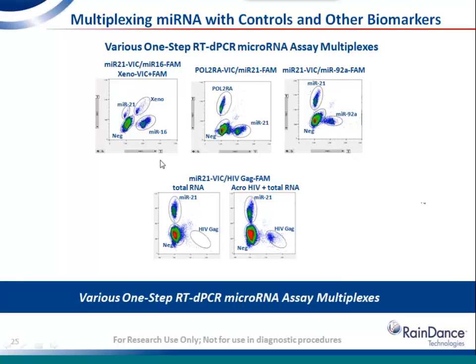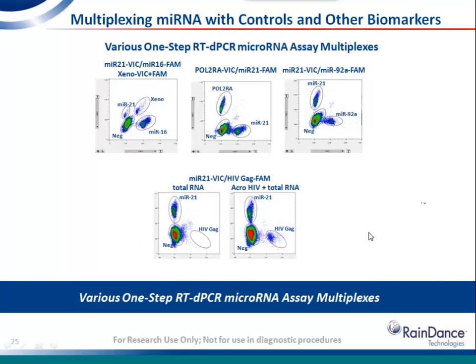Several multiplexing assays were put together. On the upper left, 2 different microRNAs, miR21 using a Vic probe, miR16 using a FAM probe, and the Xeno spike-in control using a mixture of Vic and FAM probes. Pol 2RA was used in the middle scatter plot as an endogenous control for microRNA. And then on the right, you can see miR21 as a Vic assay with miR92A as a FAM assay. These are very commonly dysregulated in a variety of cancers.